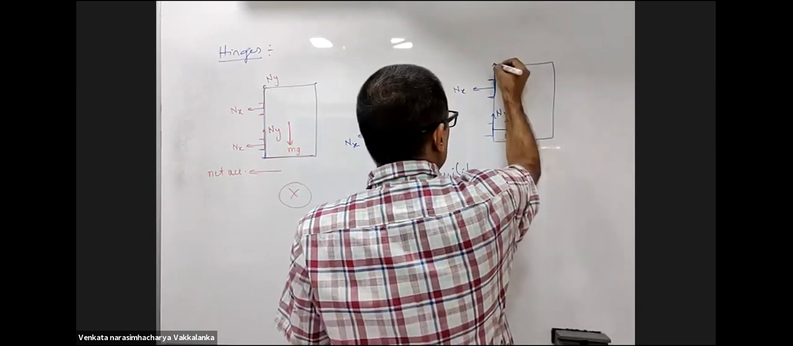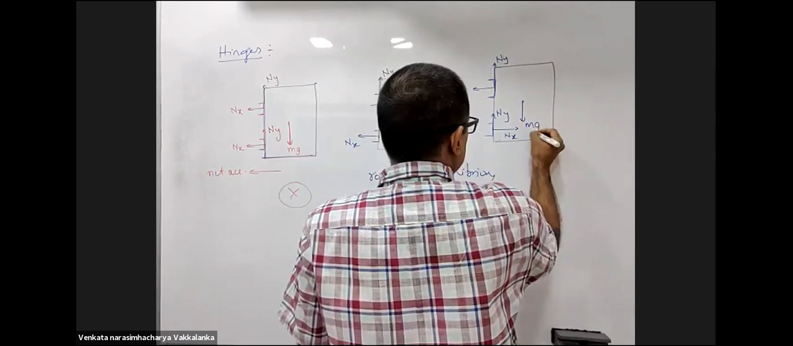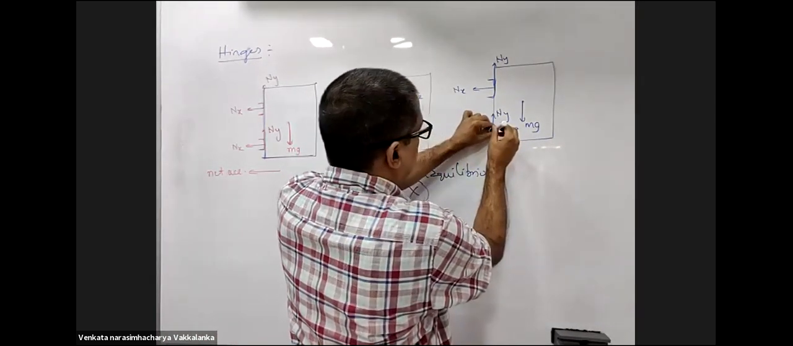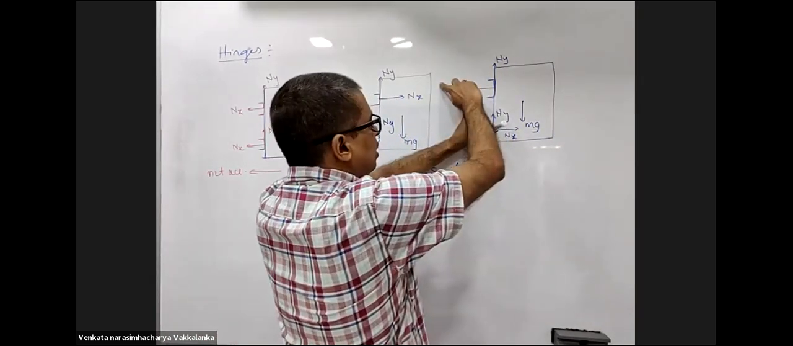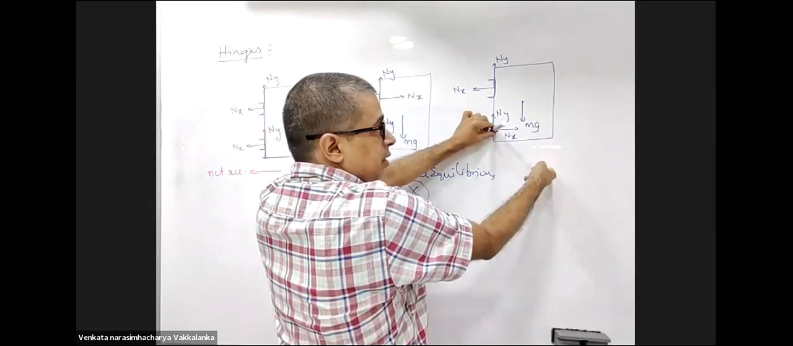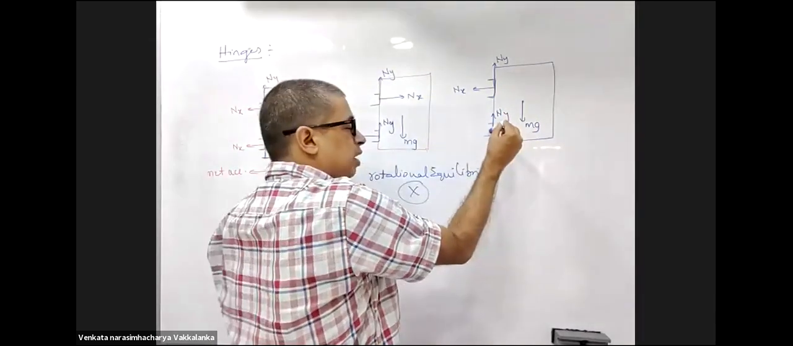Ny and Y, they need not be the same. I just took them to be the same. Now, if you observe about this point, Nx will give me anti-clockwise torque, Mg will give me clockwise torque. Ny and Nx will give me 0 torque about this point.